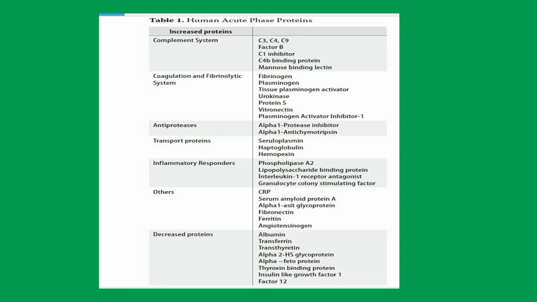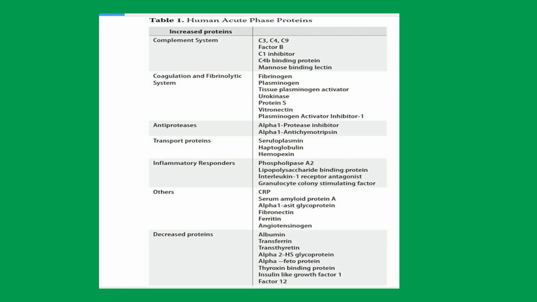As you can see in this slide, your acute phase proteins can be grouped based on their normal physiologic functions. So we can see here the complement systems consisting of your C3, C4, C9, as well as factor B, C1 inhibitor, and MBL. And then we have proteins from your coagulation and fibrinolytic system like your fibrinogen and plasminogen. We also have your antiproteases like your alpha-1 protease inhibitor and your alpha-1 anti-chymotrypsin.